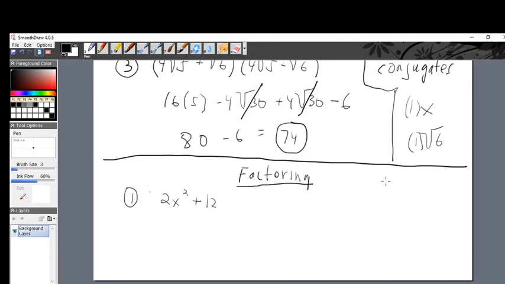So there's another vocabulary word over here called the GCF. And that stands for greatest common factor.